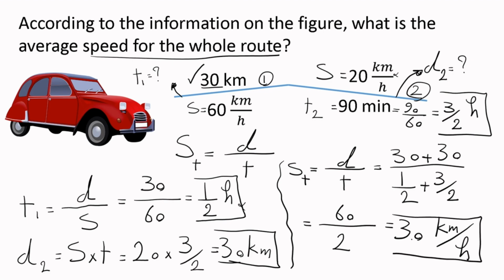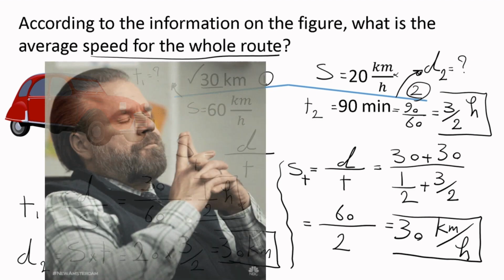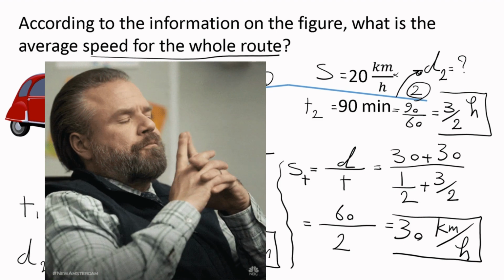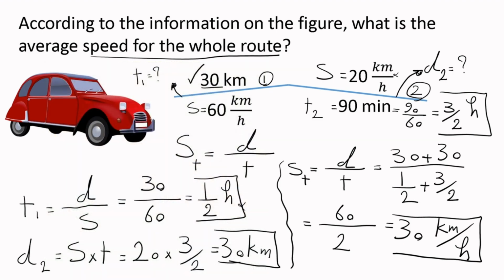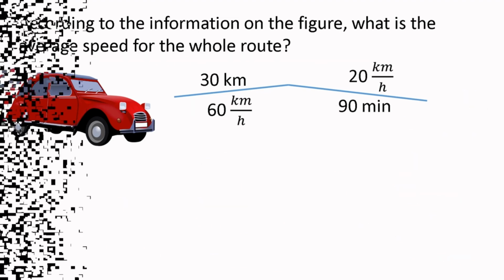So do not get lost inside the question. First, write the formula that you need, then try to understand what you need, okay? For example, in this question, I needed time for the first part. So according to the information that I have, I calculated the T of the first part.